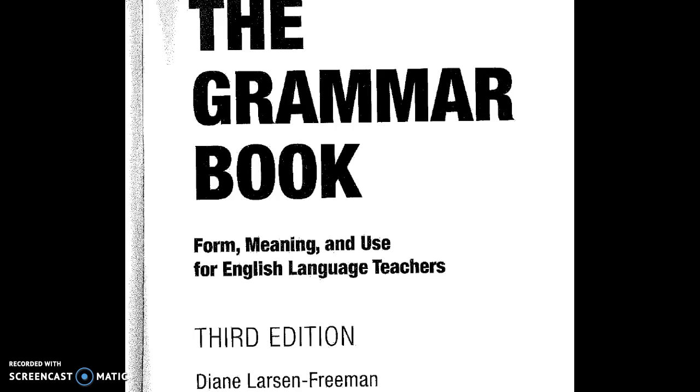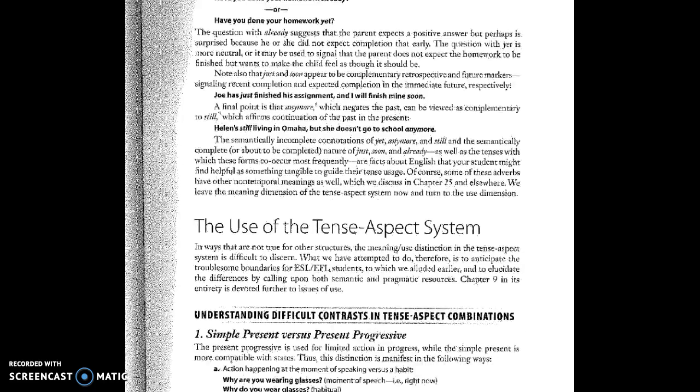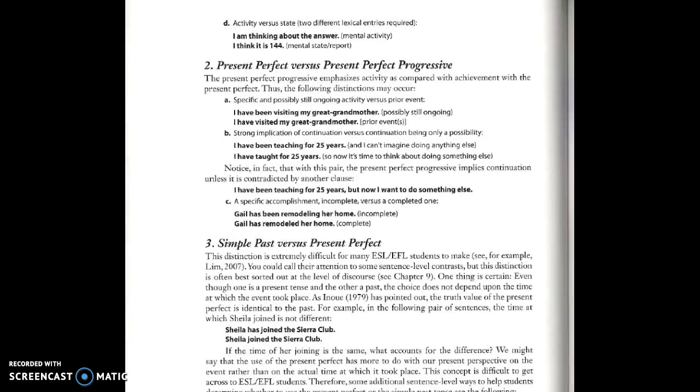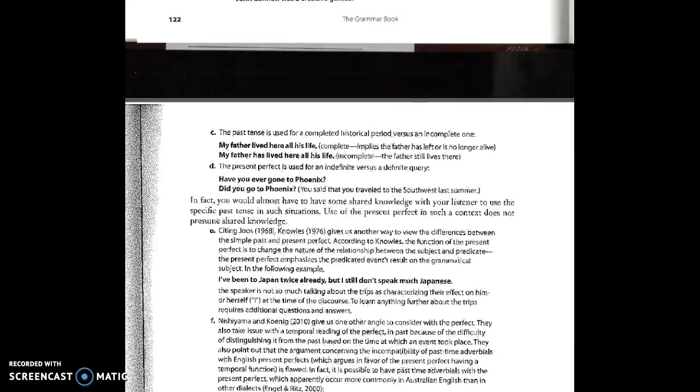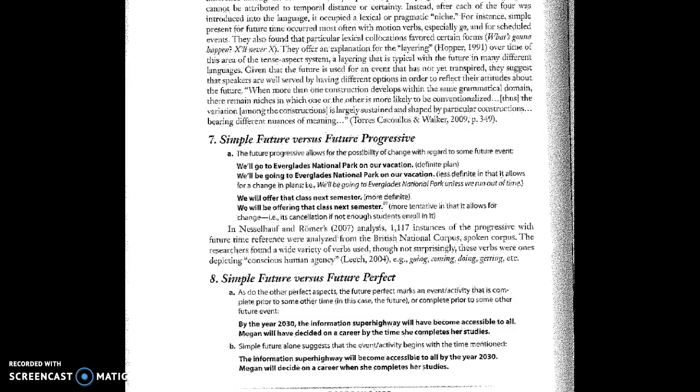Now, the grammar book, which is the title of the book, talks about tense aspect modality in a way that might be helpful. The way they do that is they talk about the use of the tense aspect system by contrasting different combinations. For instance, the simple present versus the present progressive. And you can see there's lots of different examples under each one. So this text might help you understand and explain that to learners. And it goes through lots of different combinations that sometimes get confused. I encourage you to look at that.